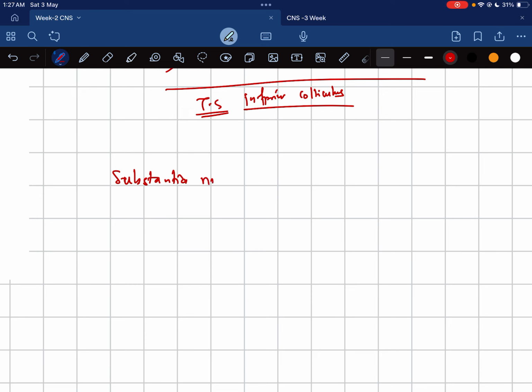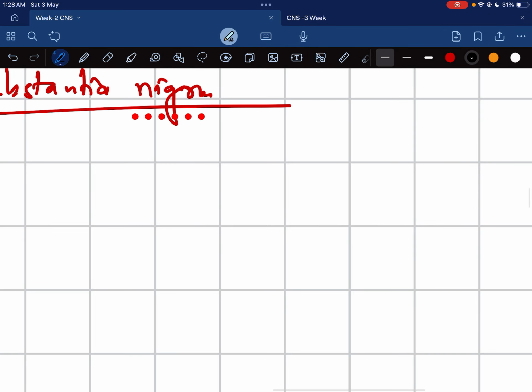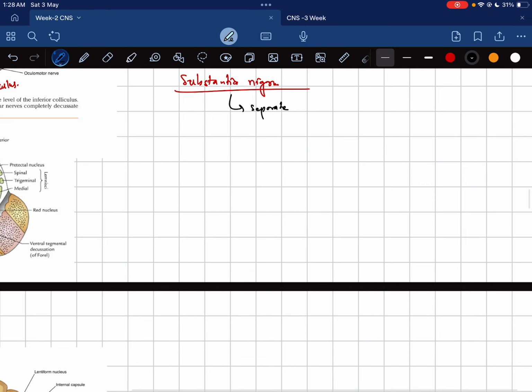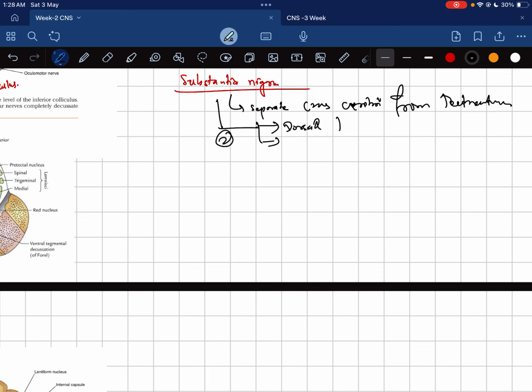Substantia nigra. Regarding this, it separates the crus cerebri from the tegmentum, and then it's divided into two parts: the dorsal pars compacta, and another one, the ventral pars compacta.